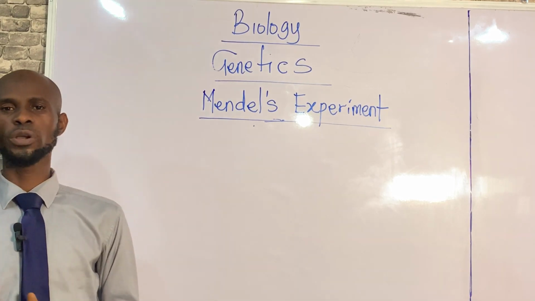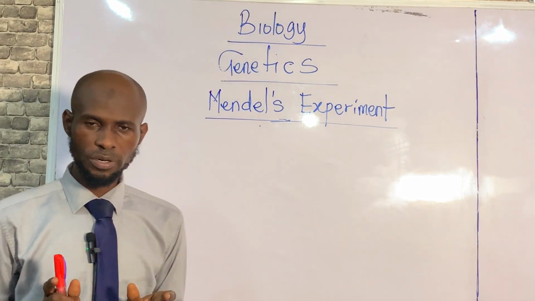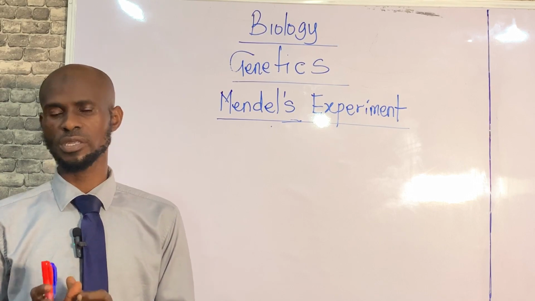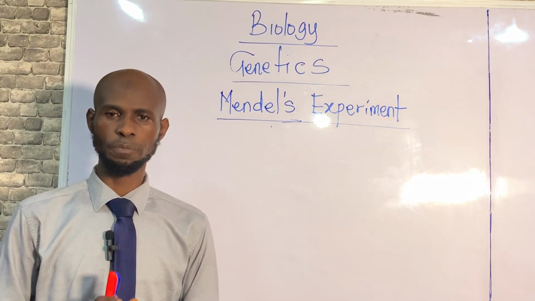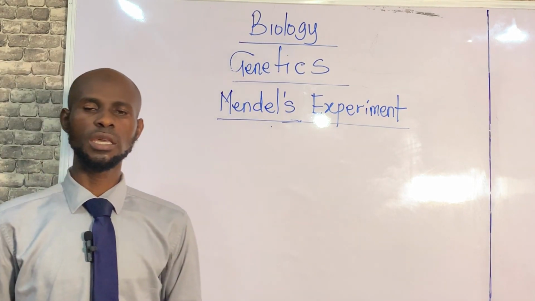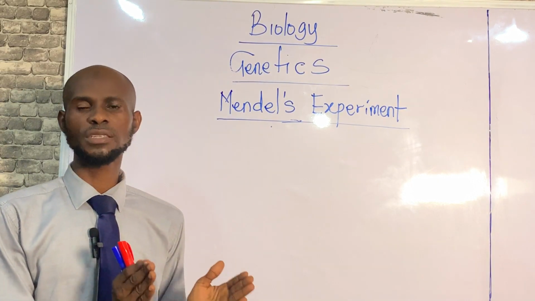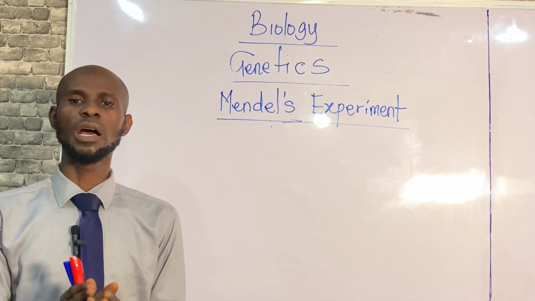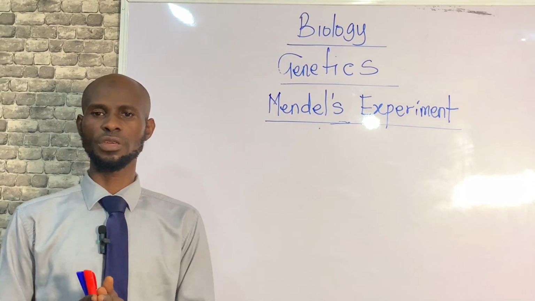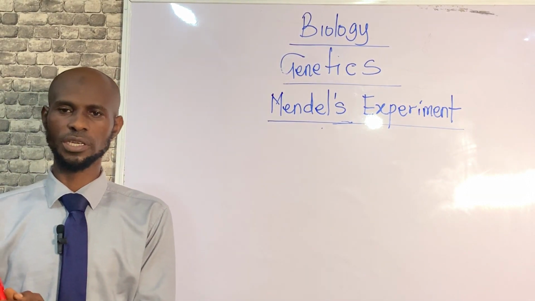Good day, students. Today we're going to look at Mendel's experiment. We talked about Mendel having the pea plant, and he was able to carry out his experiment on the pea plant, Pisum sativum. The first thing he did was take the pure white flower pea plant and the pure red flower pea plant, and he crossed them to obtain what is called an F1 offspring.